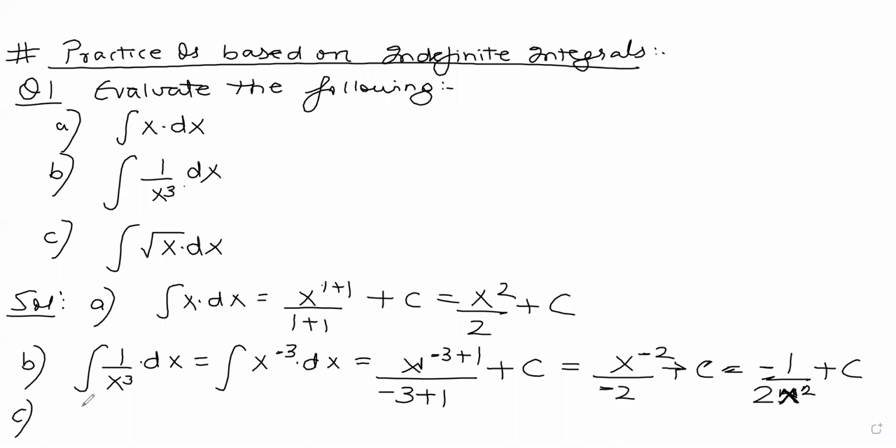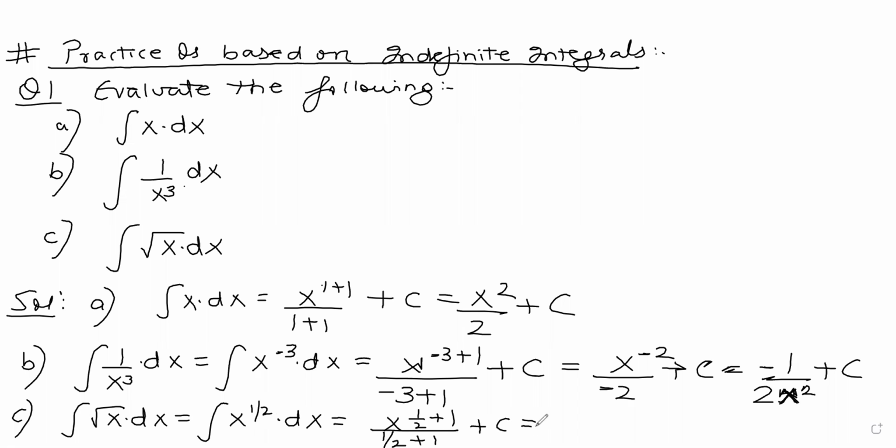And guys, part C, integral root x dx, I can write as integral x to the power half dx. This I can write as x to the power half plus 1 upon half plus 1 plus c. This is x to the power 3 by 2 divided by 3 by 2 plus c, which becomes 2x to the power 3 by 2 upon 3 plus c. So my answer for the last part is 2x to the power 3 by 2 divided by 3 plus c. Okay, and similarly we can do one more practice question. Question 2.